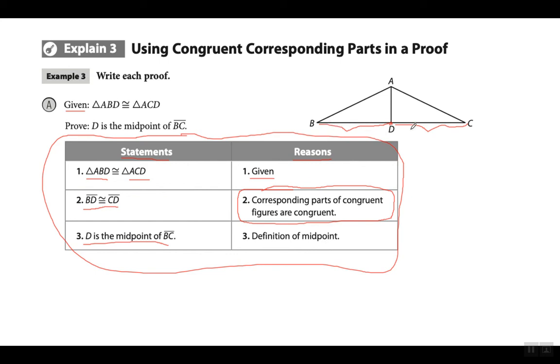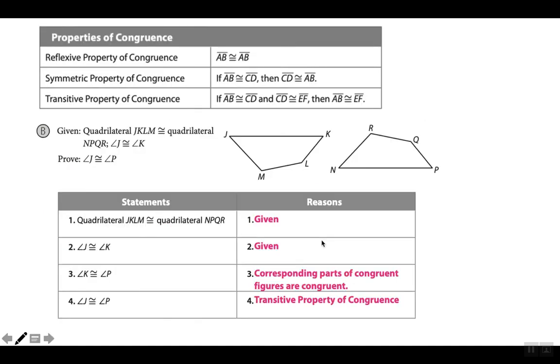If this side equals this side, that's the definition of a midpoint. Again, it's going to be multiple choice. You'll get the hang of it, and you'll start to get it, like what goes where. Let's look at another proof.